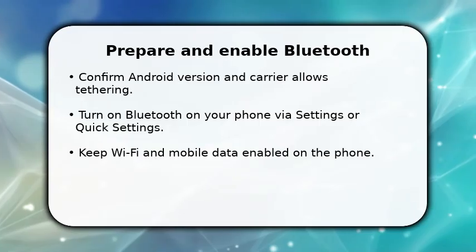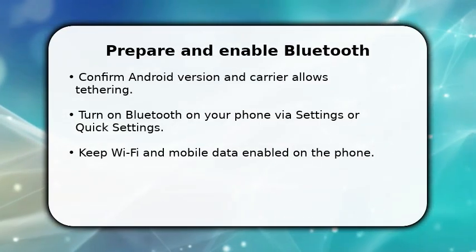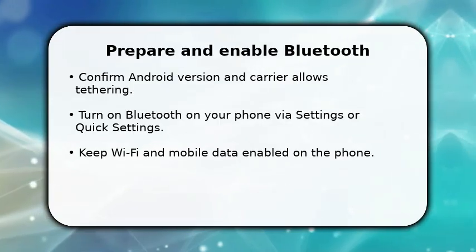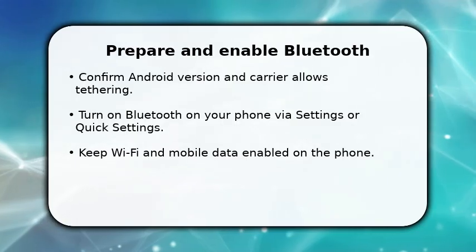You'll start by checking a couple of prerequisites. Make sure your carrier permits tethering and your phone has mobile data active. Now enable Bluetooth from Settings or the Quick Settings shade. This creates the radio link you'll share.